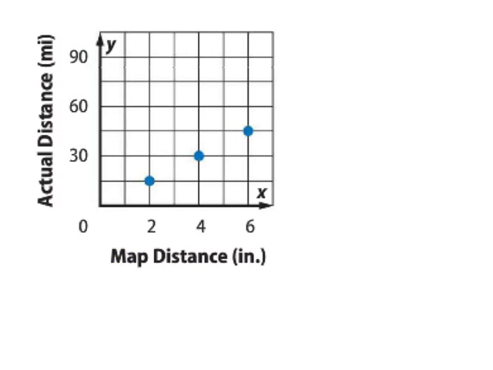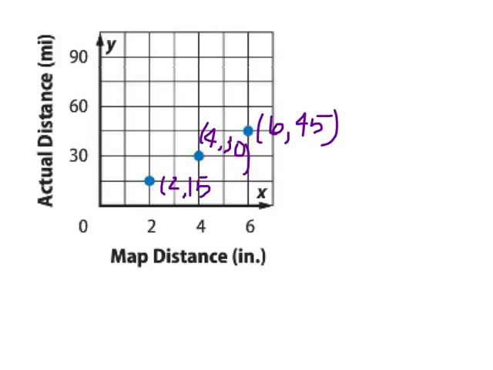Now we're going to look at a graphical representation, and see if it is a proportional relationship. So this would be 2, and then 15. This one is 4, 30, and that one is 6, 45.